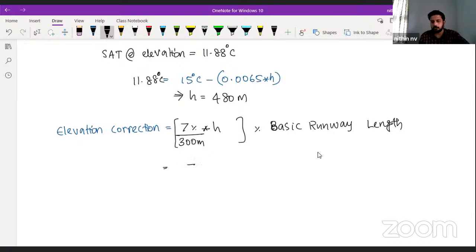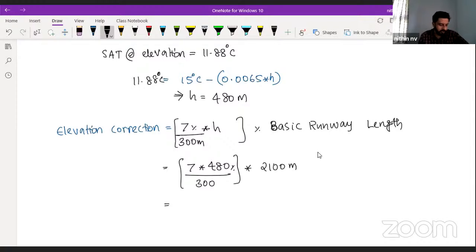So you solve along with me. 480 meters divided by 300, multiplying with 7, and they have given that the basic runway length is 2100 meters. So this much percentage it is. So how much correction are you going to get?